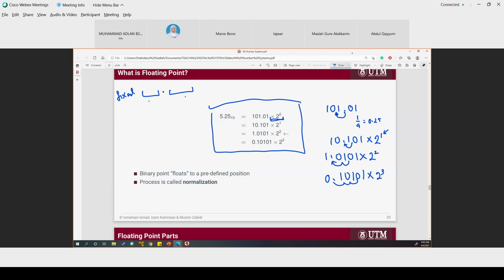All right, so this process is called the normalization. Okay. So this is how your binary point floats. It floats. All right. So the binary point floats from here to here, and we will say this is times 2 to the power of minus 1. Minus 1. Okay? Right? Okay.